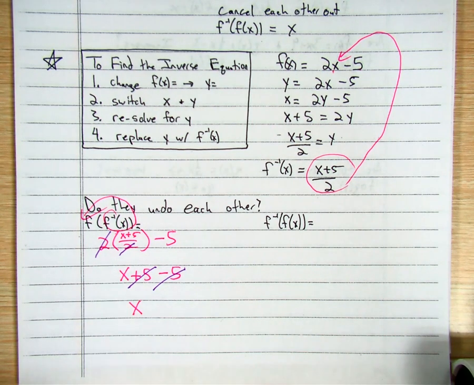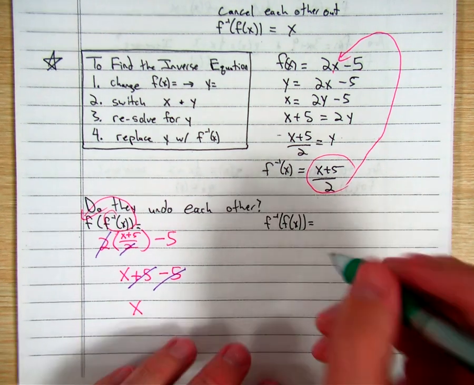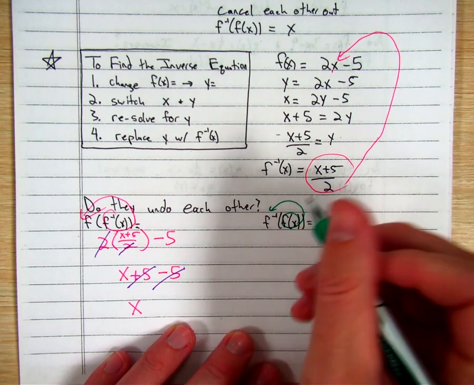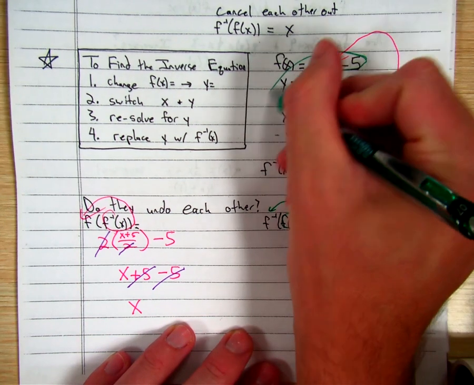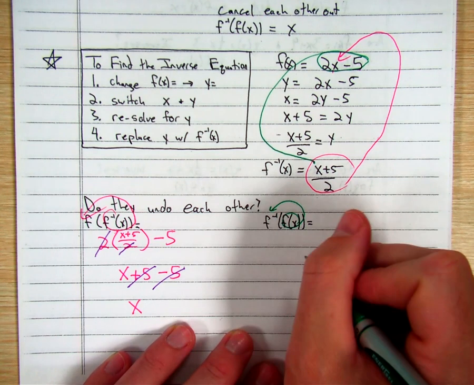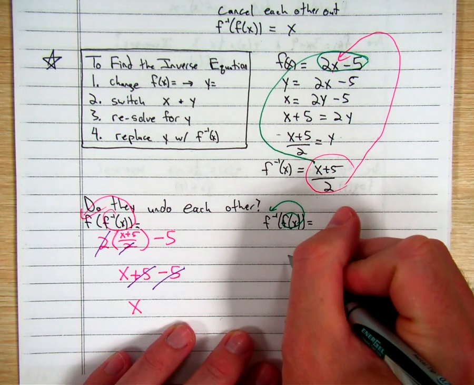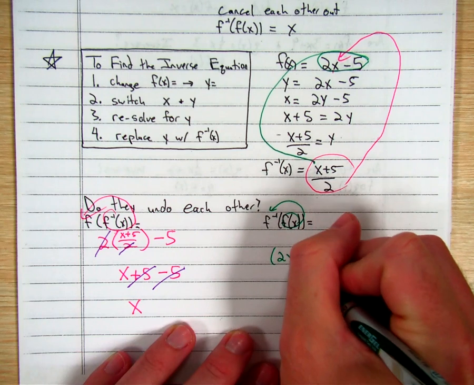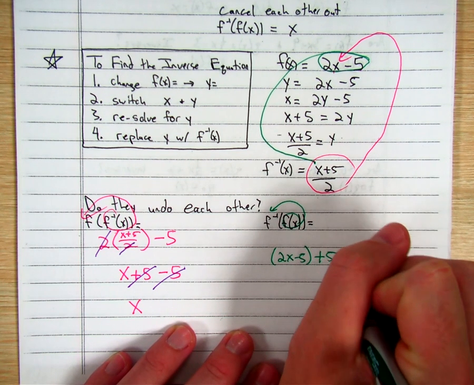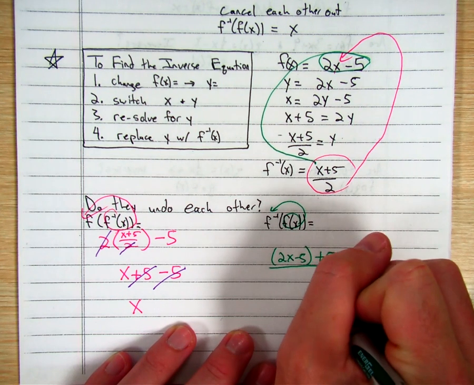It worked this way, so now we have to go the other way. F inverse of f. So we're going to take the f equation and put it in to the inverse equation. So we'll have 2x minus 5 plus 5 all over 2.